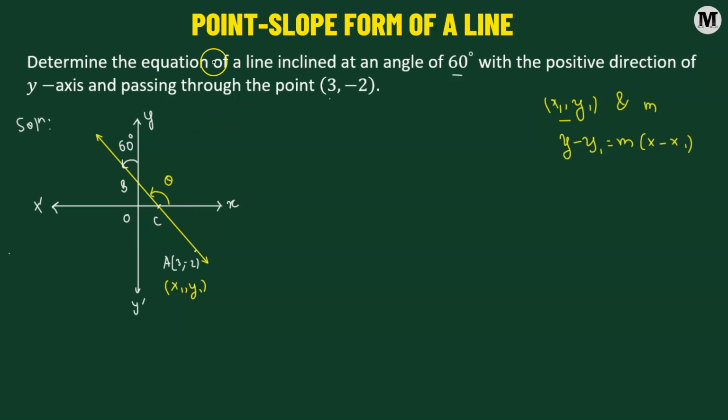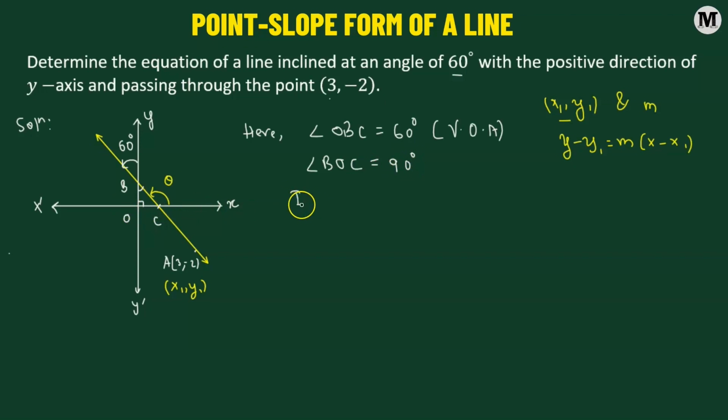Now clearly here that angle OBC will be equal to 60 degrees, because it is a vertically opposite angle. We can say they are vertically opposite angles, VOA in short. And also angle BOC is going to be 90 degrees because the two axes are perpendicular to each other.